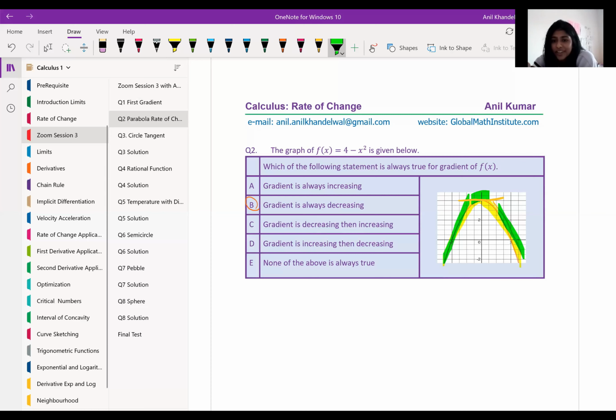Yes. So it is quite a trick question, because initially for me as well in the beginning, I thought it was increasing then decreasing, which was D. But actually, if you look at the overall graph, it goes from positive to negative. Therefore, overall, the gradient is always decreasing. Always decreasing. Perfect. That's a brilliant answer.